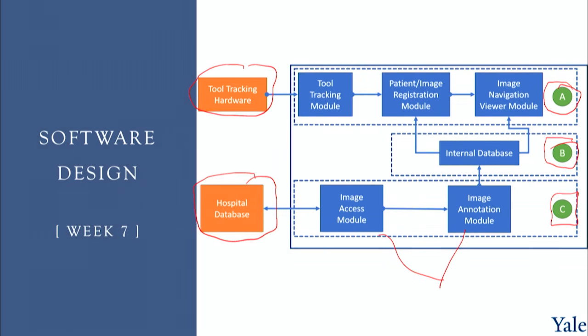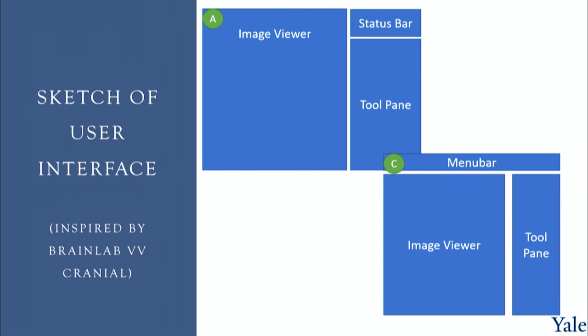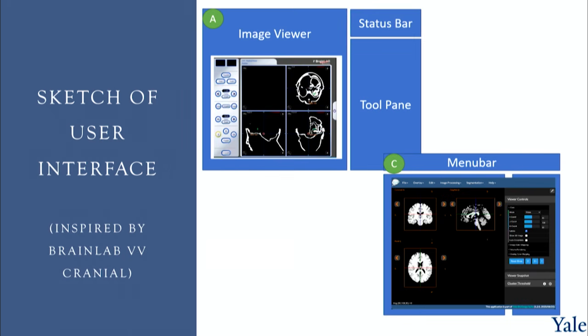With that high-level design, we also produce an initial design of the user interfaces for tools A and C, the user-facing tools, and they might look something like this. This might be sketches. This one at the top is inspired by the BrainLab Vivi cranial system. This is what it looked like 15 years ago. The one at the bottom is from our own open source work with the Yale Bioimage Suite software package.